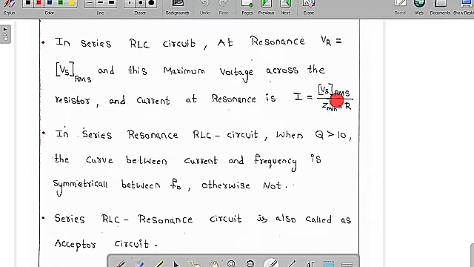Then I is equal to V by Z. But Z is a very, very minimum because it is a purely resistor. So because of that, this overall ratio will be very high. Therefore, at resonance in a series RLC circuit, the circuit's impedance is minimal, meaning less amount of impedance. So the overall ratio is very, very high at resonance condition in a series RLC circuit.